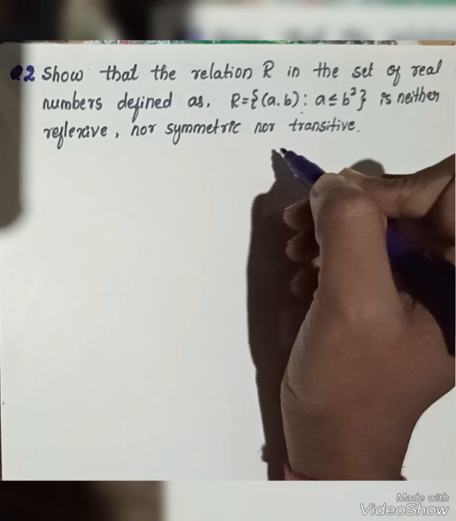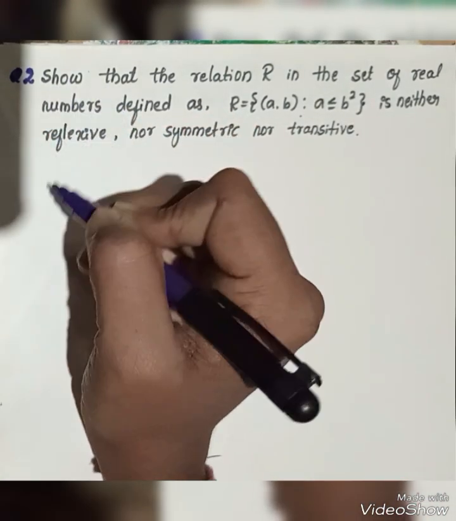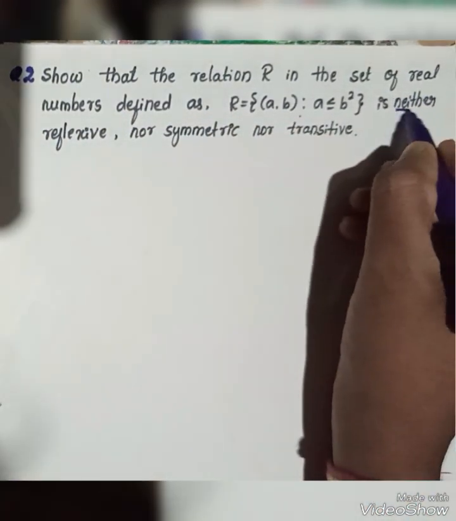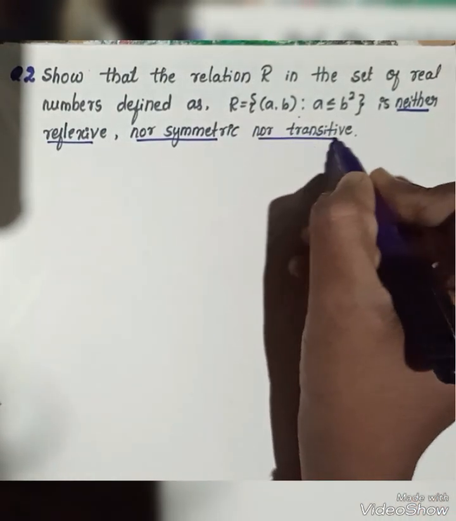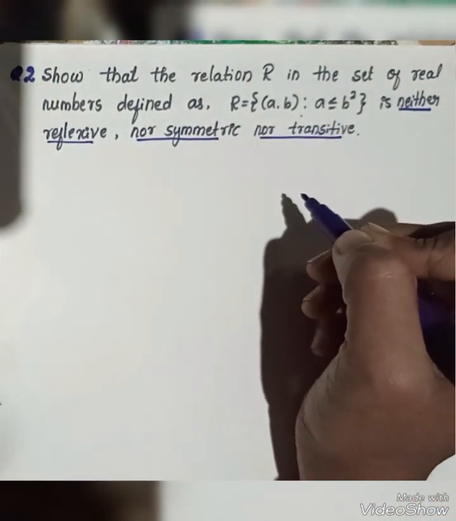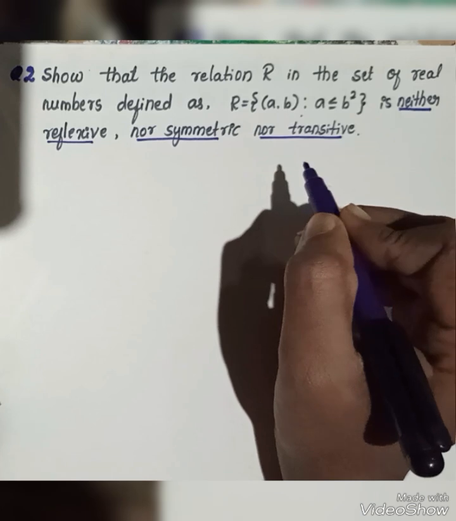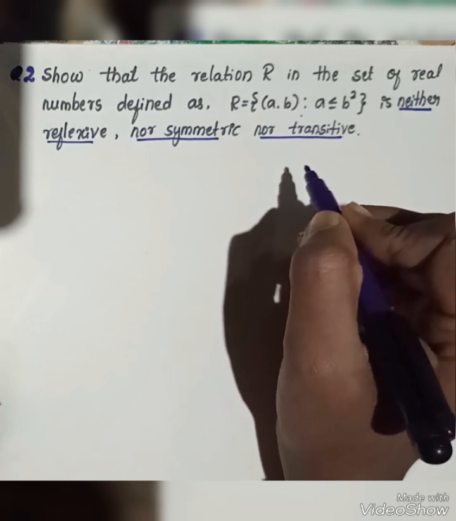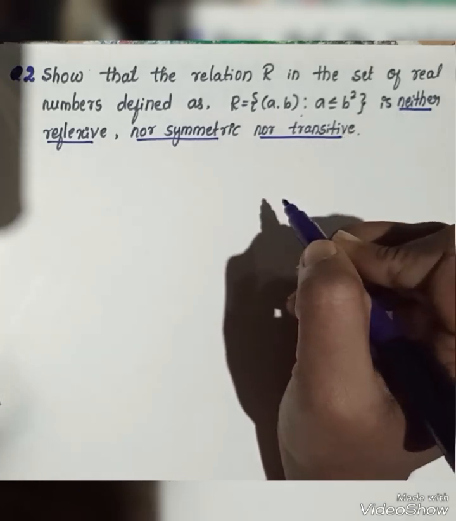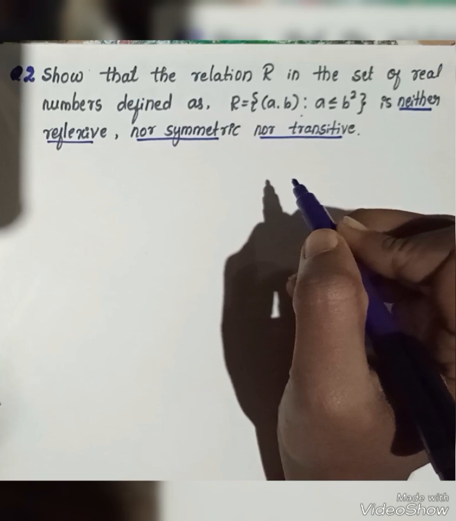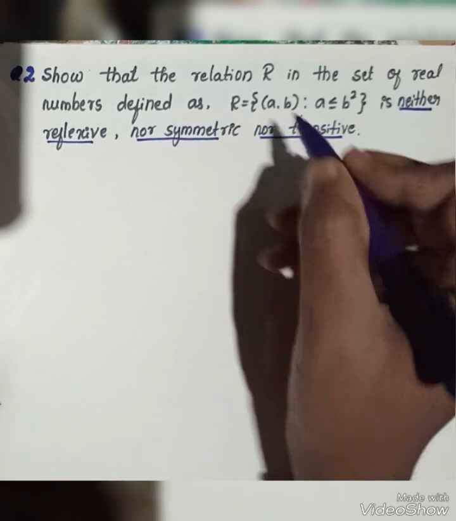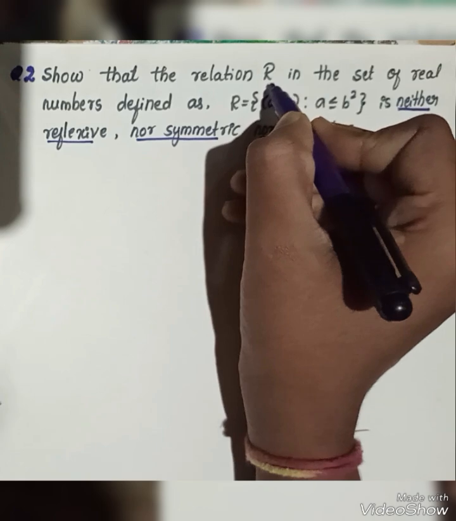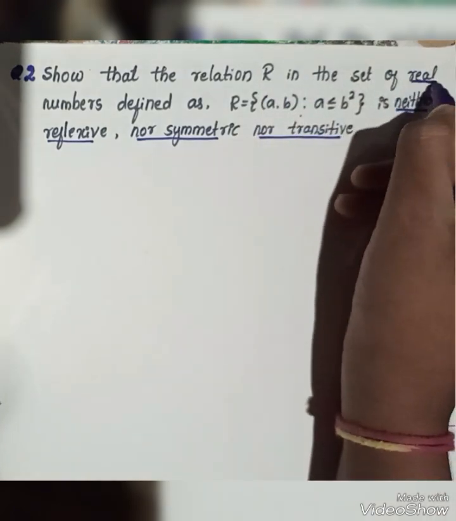In that question we have to show that the relation is neither reflexive nor symmetric nor transitive. It means the relation is not reflexive, not symmetric, and not transitive. Then we consider some examples. Here, mainly the relation R is in the set of real numbers.